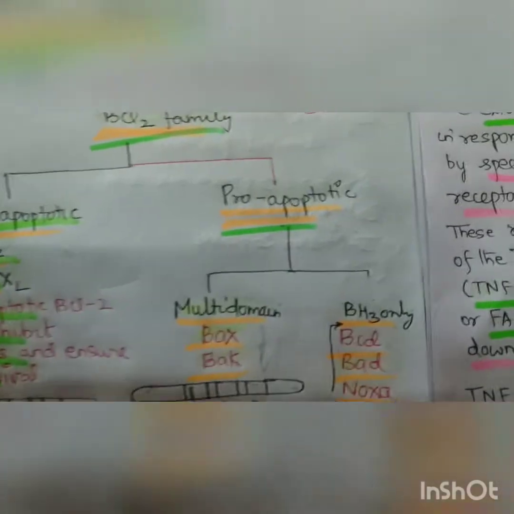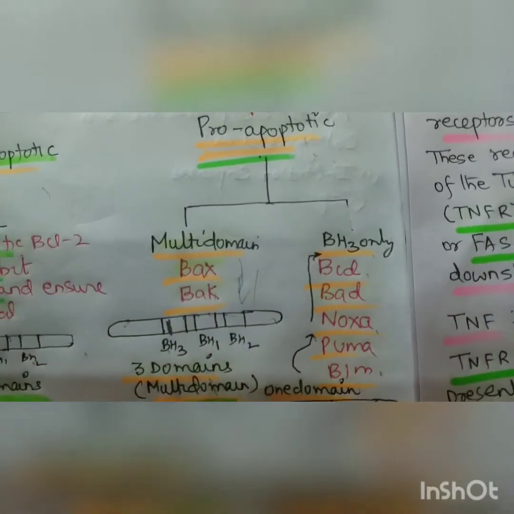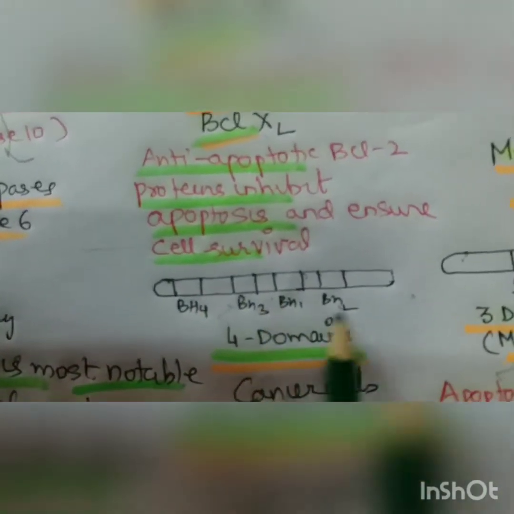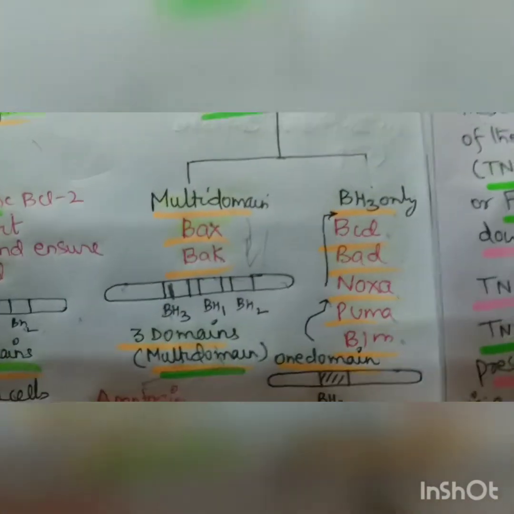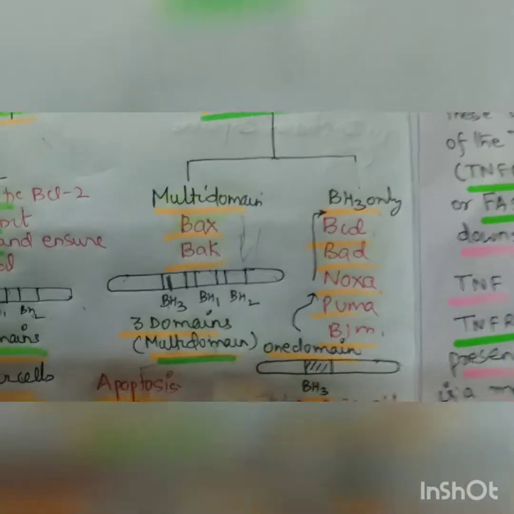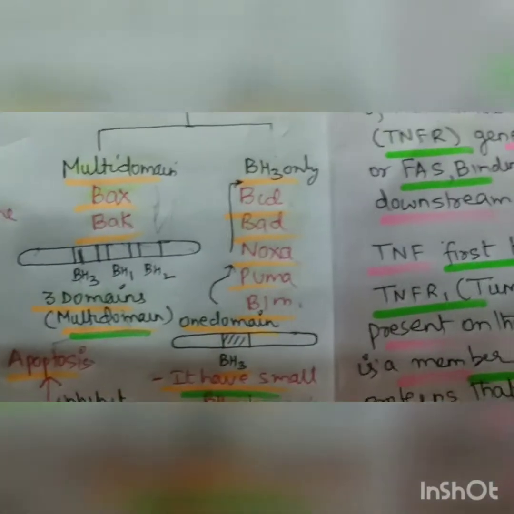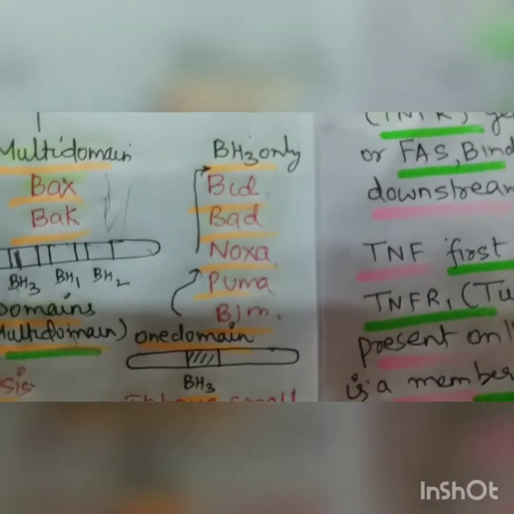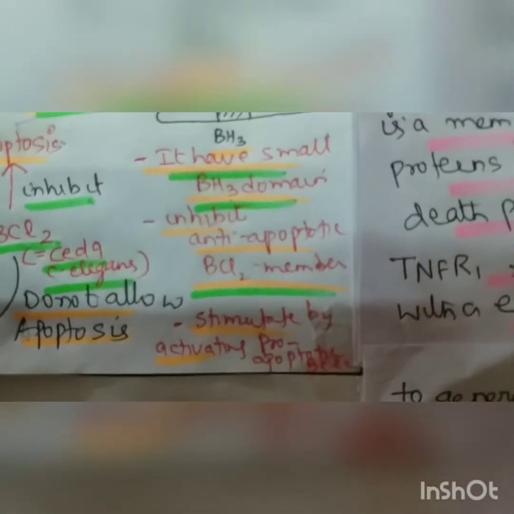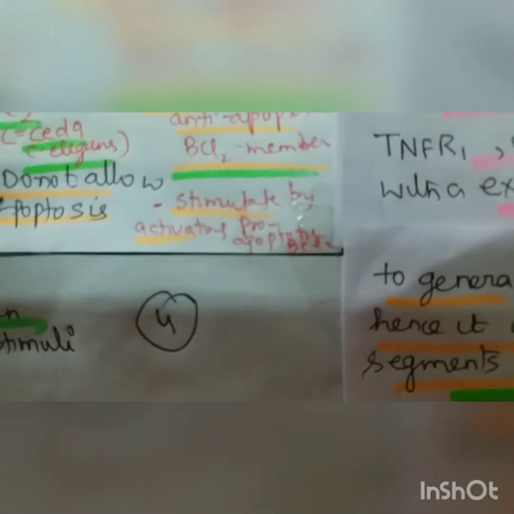And the second is the pro-apoptotic, that is divided into the multi-domain, whereas in the anti-apoptotic we have the 1, 2, 3 and 4 domains, whereas in multi-domain, that is BAX and BAK, we have 3 domains, 1, 2 and 3, and the 4th one is absent. And BH3-only proteins, which consist of BID, BAD, NOXA, PUMA, BIM, have only 1 small domain, inhibit anti-apoptotic BCL2 members and stimulate by activating the pro-apoptotic ones.